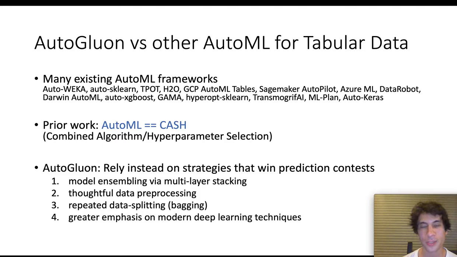But the bulk of their training time is really spent training models under tons of different configurations in an effort to find the best. AutoGluon instead relies on strategies that data scientists use to win Kaggle contests or prediction contests more generally, such as model ensembling via multi-layer stacking, very careful data preprocessing, repeated data splitting to reduce variance in the fitting process, e.g. through k-fold bagging, which you may have heard of. And it places a much greater emphasis on modern deep learning techniques, which some of these other AutoML systems for tabular data totally ignore.